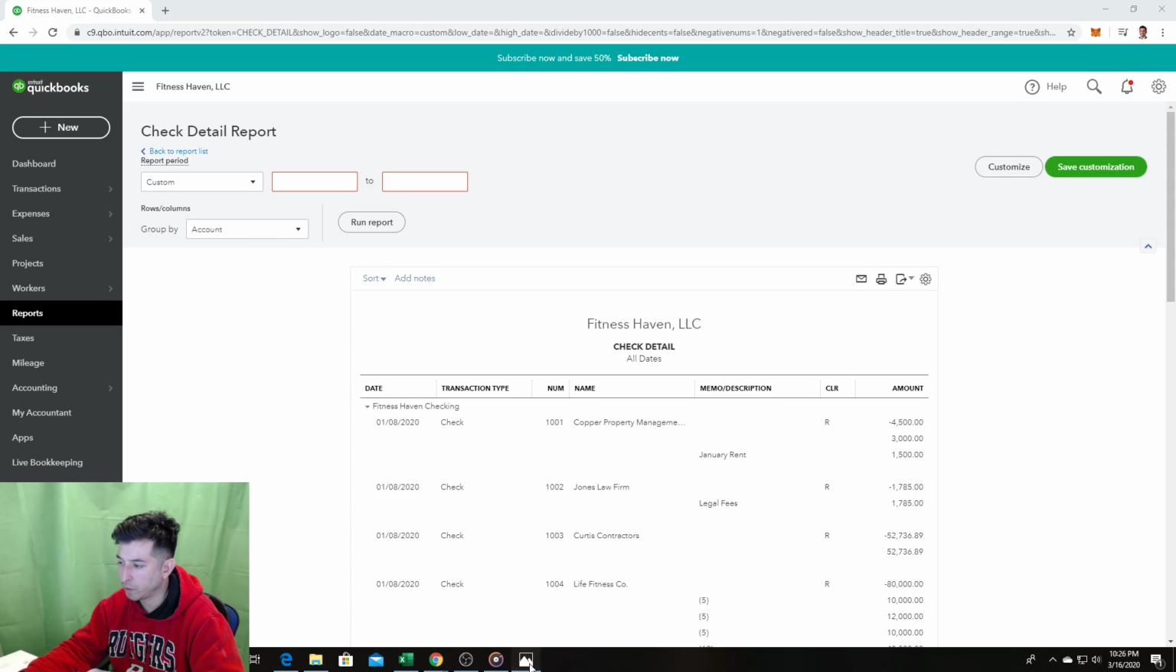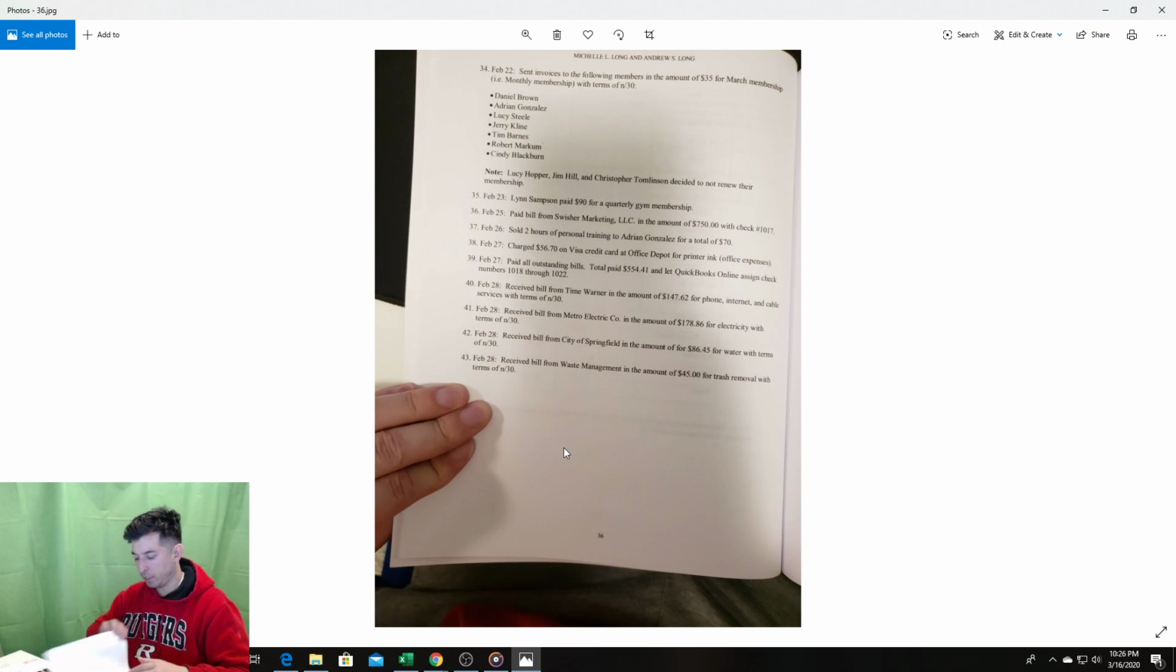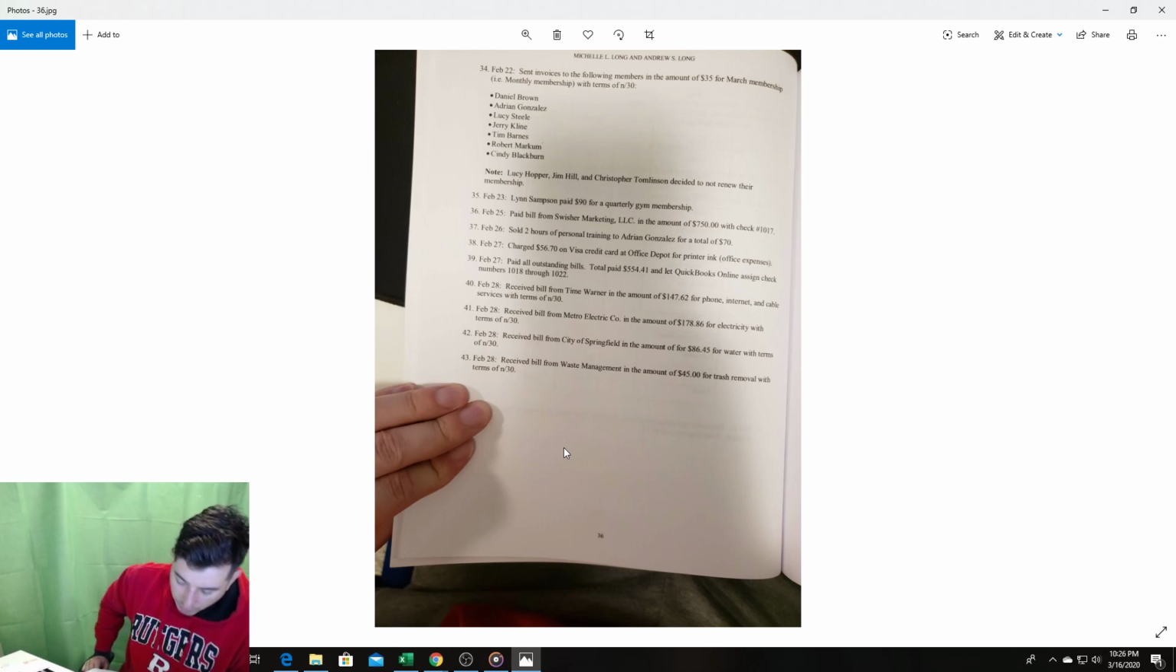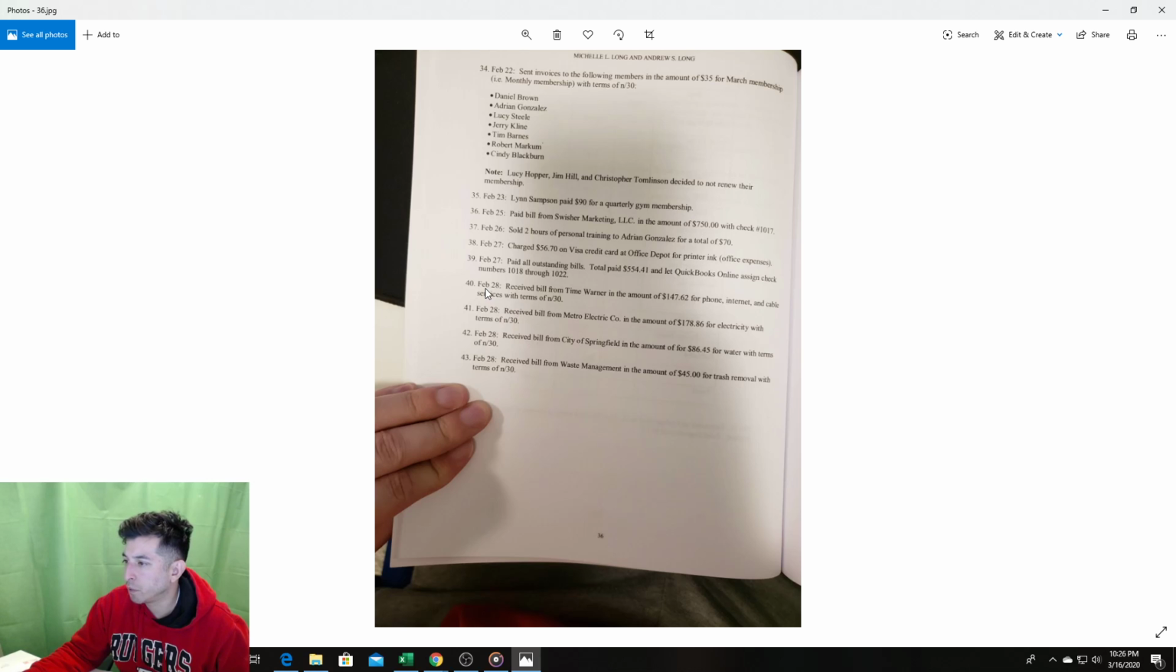Close this, close this. Next transaction is going to be transaction number 40. So that is February 28th. Received bills from Time Warner in the amount of $147.62 for phone, internet, and cable services with terms of net 30. So we're gonna have to enter that bill.